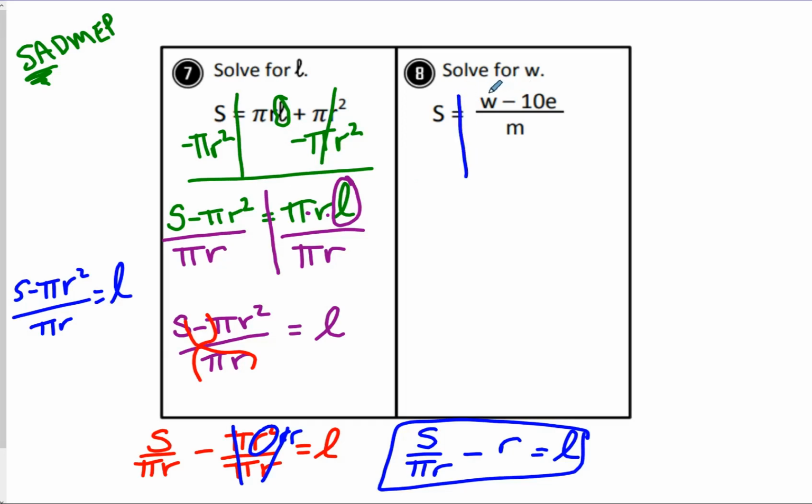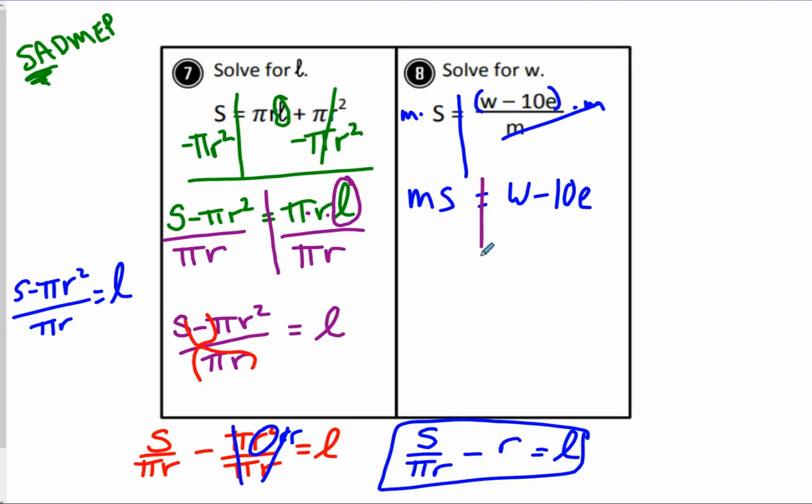One thing that we have to remember is when I have a fraction where everything in the numerator is all together, I actually need to take care of what's being divided first. So I'm going to multiply both sides by m, since that's the inverse operation. I get ms equals, my m's cancel, and I get w minus 10e.